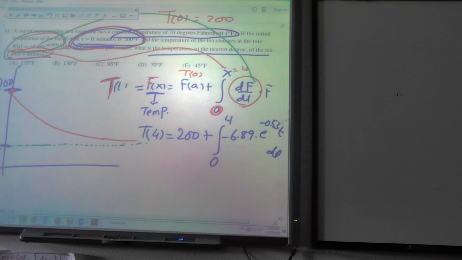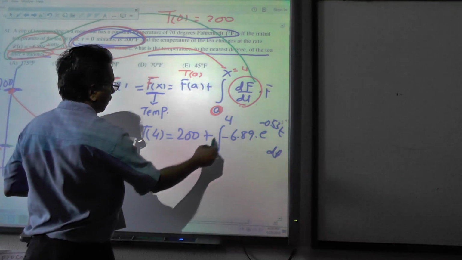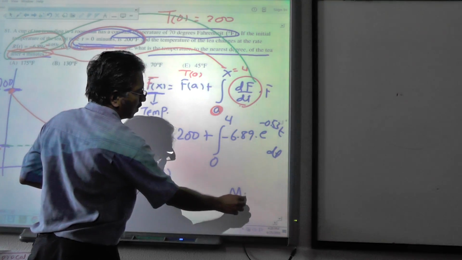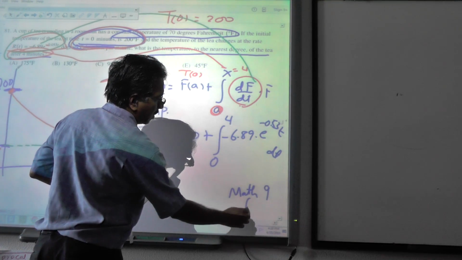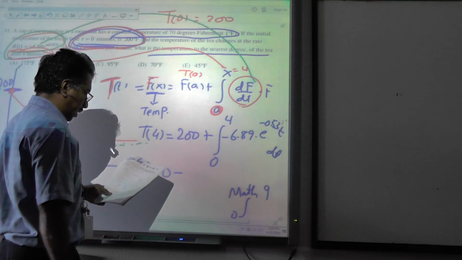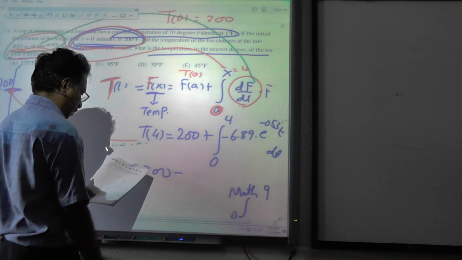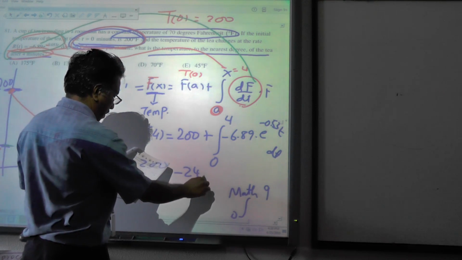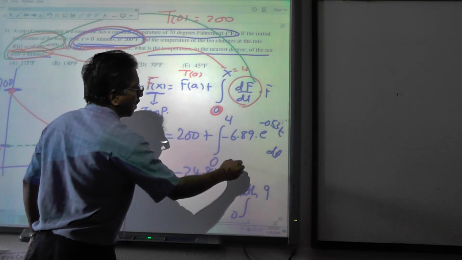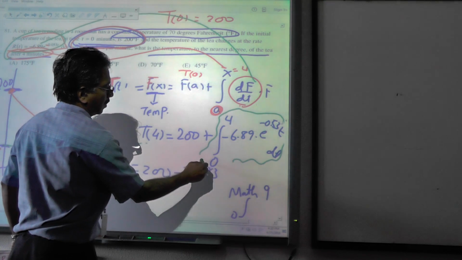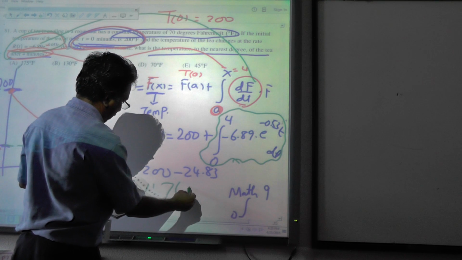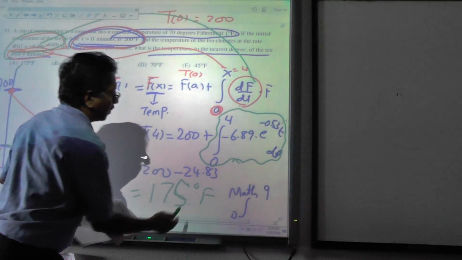Okay, so on your calculator just do this. This plus will be minus 200. On your calculator put Math 9, integral with boxes. Put the boxes here, and make sure you get the answer as 24.83. This whole thing, this part will be this one, and when you subtract, you get your answer as 175 degrees Fahrenheit.